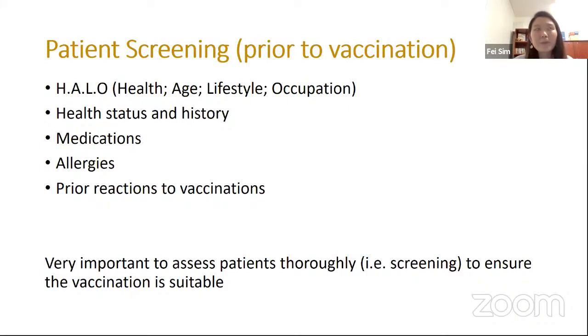So the purpose of today's lecture is not so that you get fully trained in this. This is just to give you some idea about what we go through before we give someone a vaccine. The key take-home message on this slide is to remember that it is very important to assess patients very thoroughly, and that's what we meant by screening, to ensure that the vaccine is suitable. If the vaccine is not suitable for this patient, they should not be given the vaccine today.